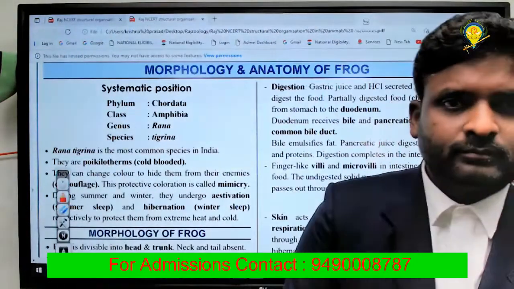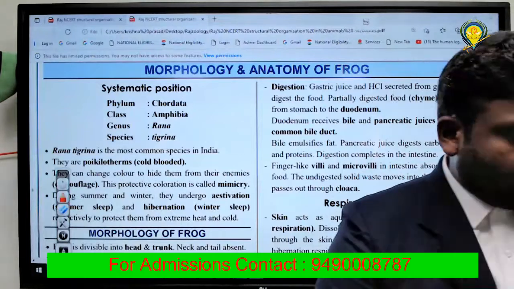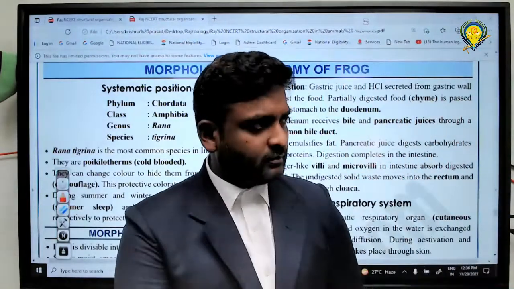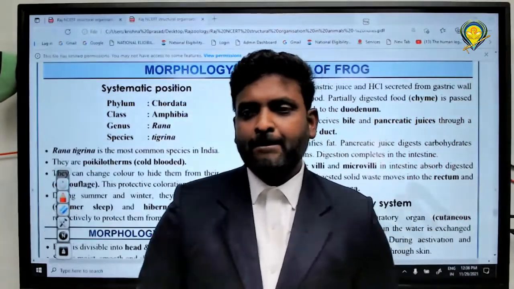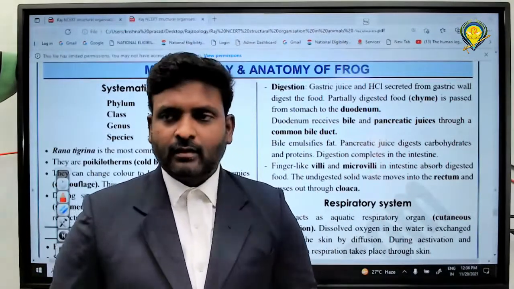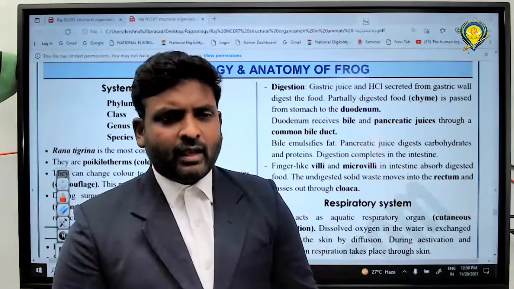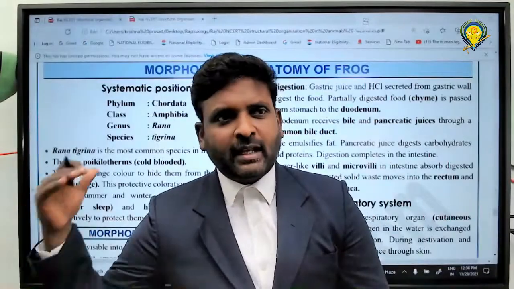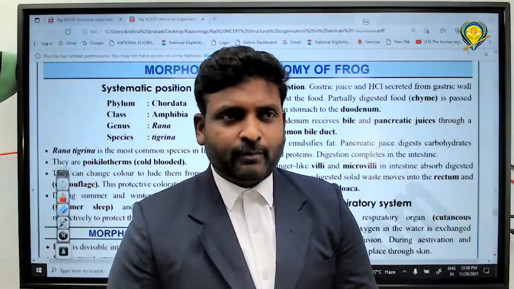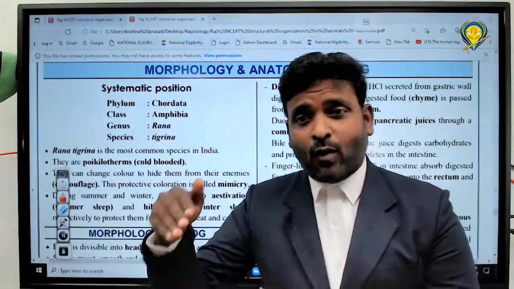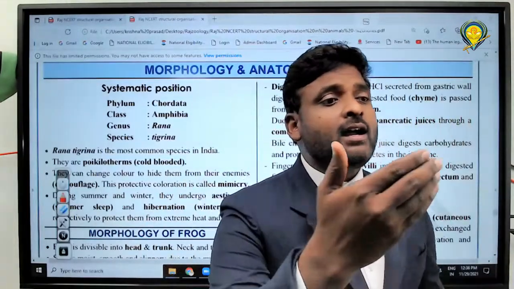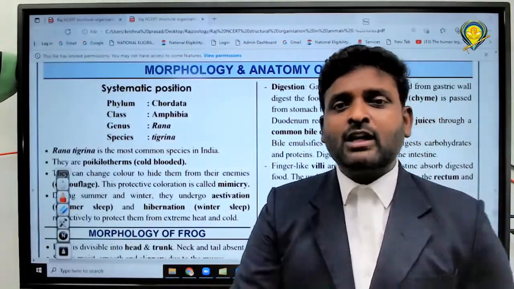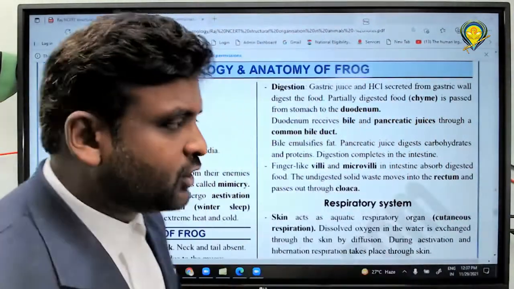Good morning, students. Today we have to discuss the frog. What is the frog's class? Amphibia, right? Amphibian. What is the meaning of amphibian? Amphi means dual mode, bio means life. Dual mode of life means the animal which can survive within the water as well as on the land, terrestrial. Hence it is called amphibian, dual mode of life.